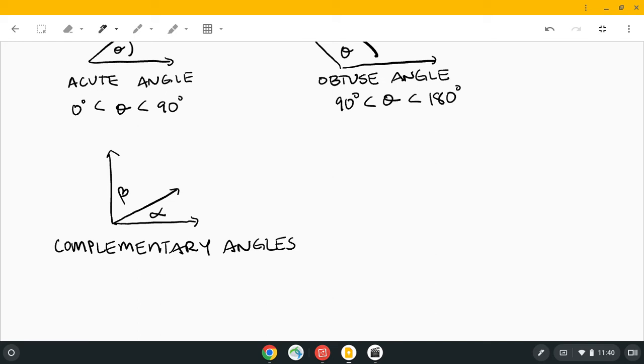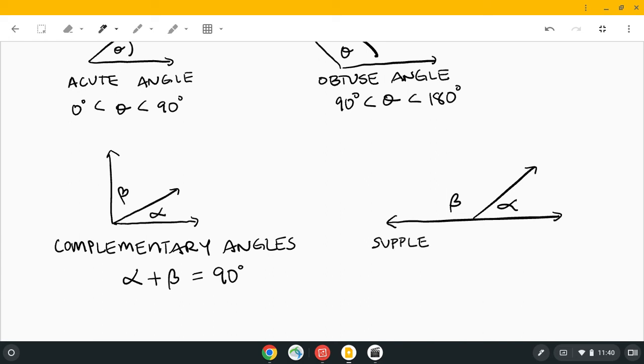Okay, so complementary angles mean they add up to 90 degrees. If you remember the other one, supplementary, what do supplementary angles add up to? Okay, very good. If you said 180, then you are correct. So maybe this angle here is alpha, and this angle here is beta. They are supplementary if they add up to 180 degrees.